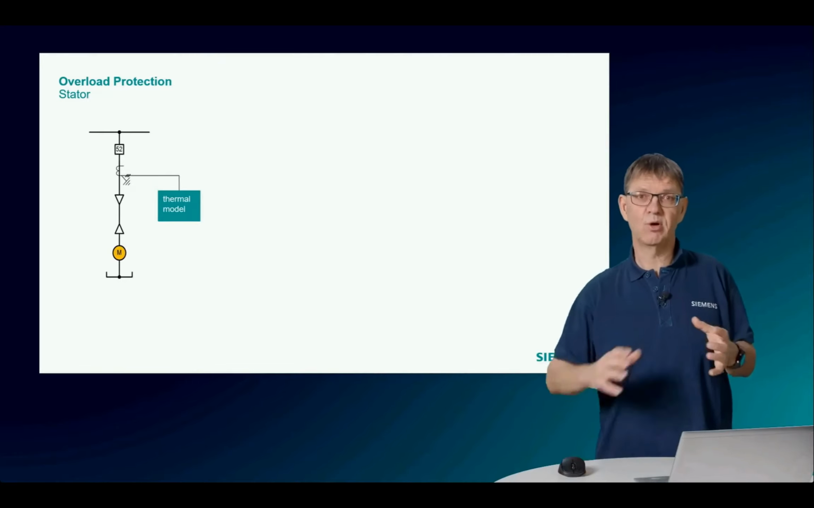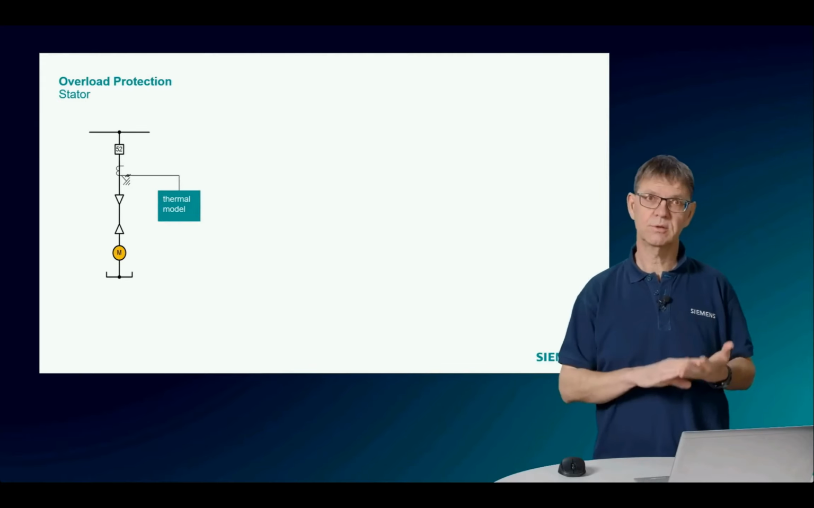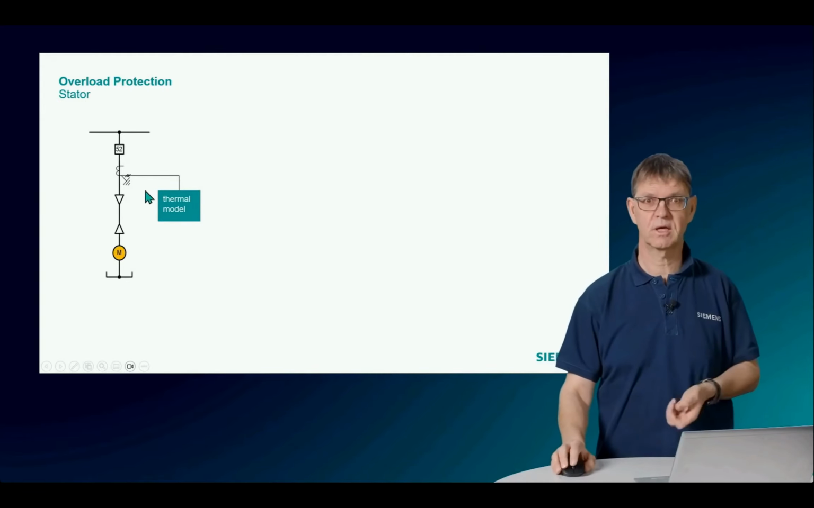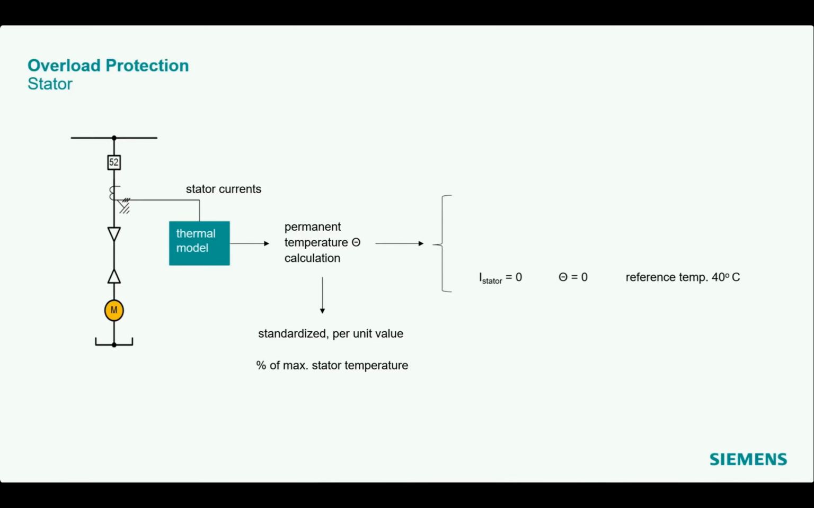What we do is we permanently calculate a temperature, so we have a thermal model which is based on the currents which we can measure here, the stator currents, and this thermal model gives us a permanent temperature calculation, as already said, with standardized per unit values. The standardized values are % of the maximum stator temperature. That means if the current is 0, then my standardized or per unit value is also 0, and the temperature of the motor is like the reference temperature, 40 degrees.